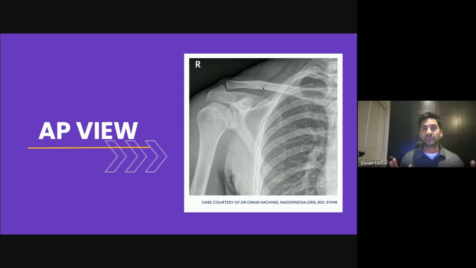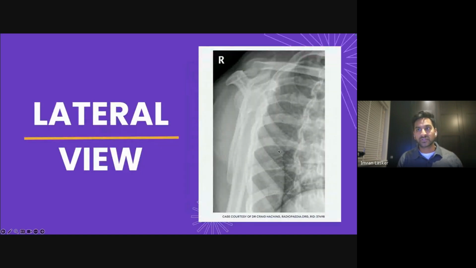So what's this AP view that we're looking at, and why is it useful? The AP view is very, very good at looking at the acromioclavicular junction, making sure that everything's nicely aligned, looking at the alignment of the glenohumeral joint, and also looking at the ribs as well. That's where I think it's very good, but you need the other views to really supplement what's going on. So now you're looking at the lateral view.